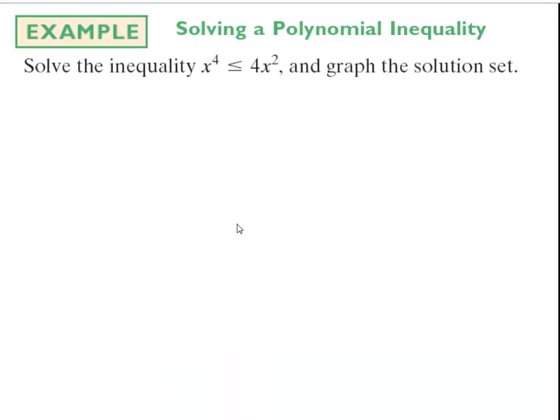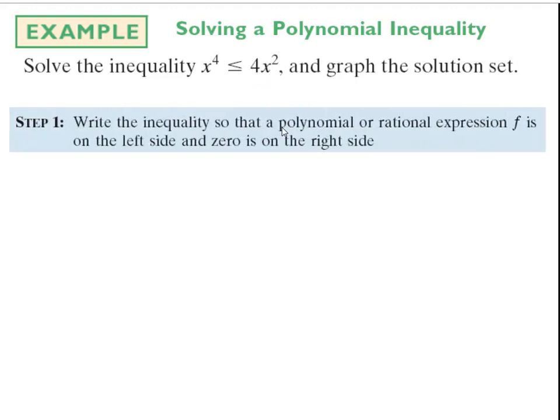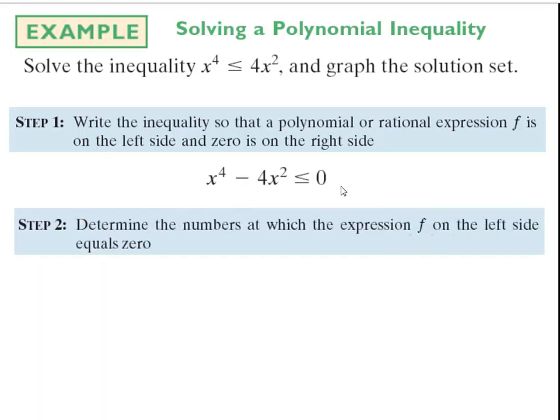Okay, so a couple examples here. Suppose here's the inequality we want to solve. The first thing I'm going to do is subtract the 4x squared to the other side so that I can get 0 on one side of this inequality. That's what I do. And then the next step is going to be to find where this polynomial, a 4th degree polynomial here, is equal to 0. So I'm going to find the x-intercepts.